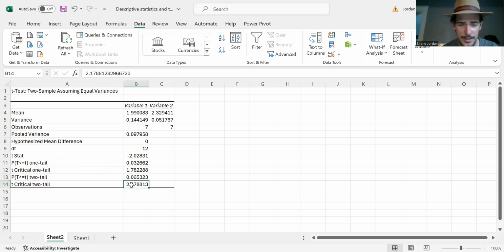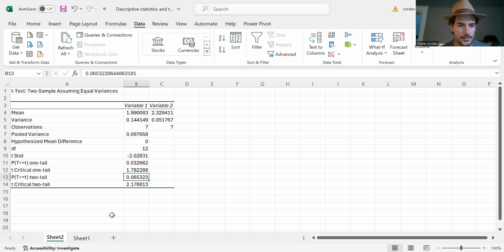And our critical value is way larger than our t-stat, and so that tells us right away that the results are significant. That is to say that the means of the two groups are significantly different than one another. Our p-value is equal to 0.065, which is actually a little bit above our alpha value, but we would call this marginally non-significant. So in this case, there is a 6.5% chance that we reject our null hypothesis by chance.